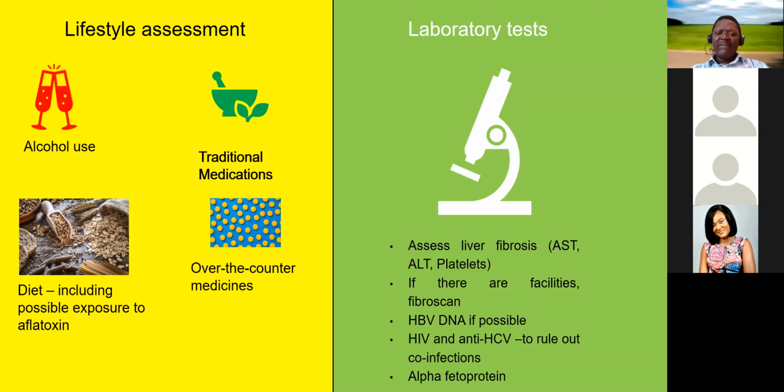You do a laboratory investigation looking at fibrosis level, looking at liver function, platelet count. If you have a fibroscan, perfect. That would obviate the need for a liver biopsy. You can do a viral load. Now this, in developing countries where the facilities or cost is prohibitive, there is a way out, and I will show you a bit later on. Do a HIV screen and or hepatitis C screen as well. Sometimes you may need to do an alpha-fetoprotein.